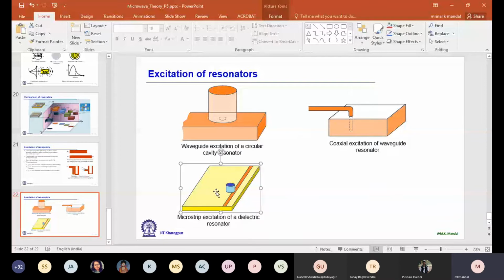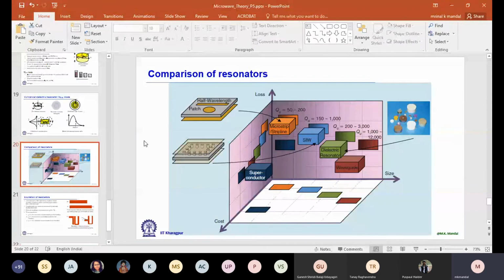Third example, it's for a dielectric resonator. You can see this cylinder. Now it is excited from a microstrip line. And how do we control Q external? We simply change this offset. A part of this dielectric resonator, you can see it sitting on the microstrip line. If you change this overlapping part, its length, then coupling will change. Well, so that's all from the resonator part.